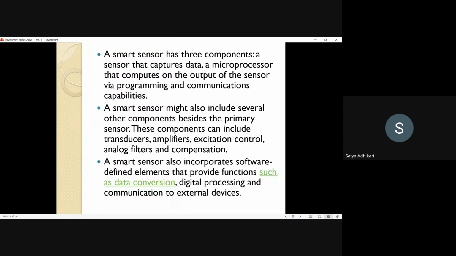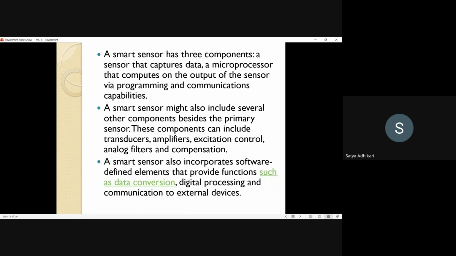Suppose, for example, a temperature sensor. It senses the temperature, and the microprocessor computes whether this temperature is okay, or it is out of range, or it is more than the specified temperature. So the output of the sensor goes to the microprocessor, and the microprocessor computes it. For this purpose, some programming and some communication capability is also there.